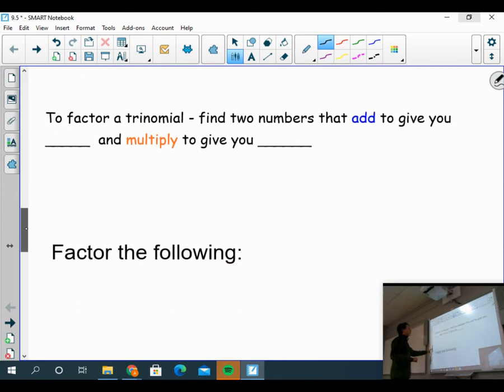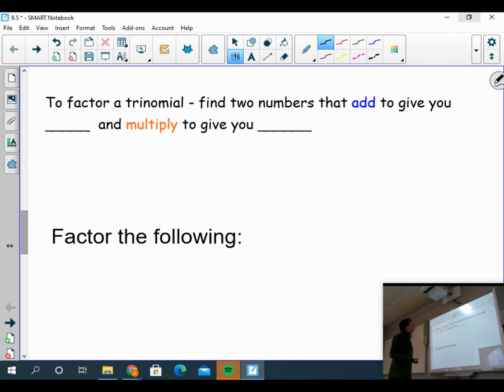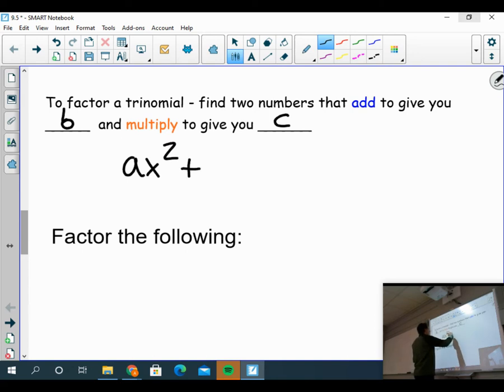So how do we factor a trinomial? Well, we're going to find the two numbers that add to give us b and multiply to give us c. And you might be wondering, b and c. Well, trinomials in their general form look like this: ax squared plus bx plus c.